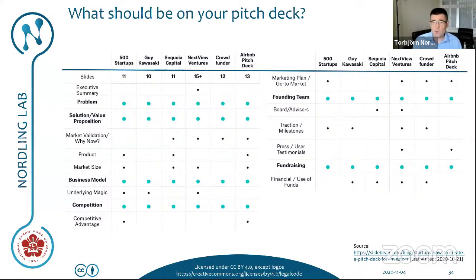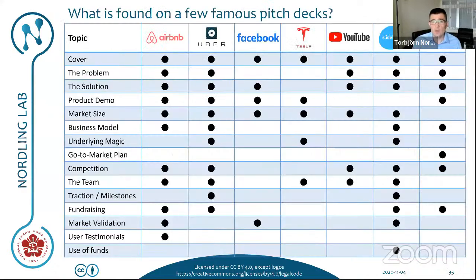Now, if this is what different investors want, let's have a look at what has actually been included in the pitch decks of seven quite famous companies, including also one more recent company, Monthly.